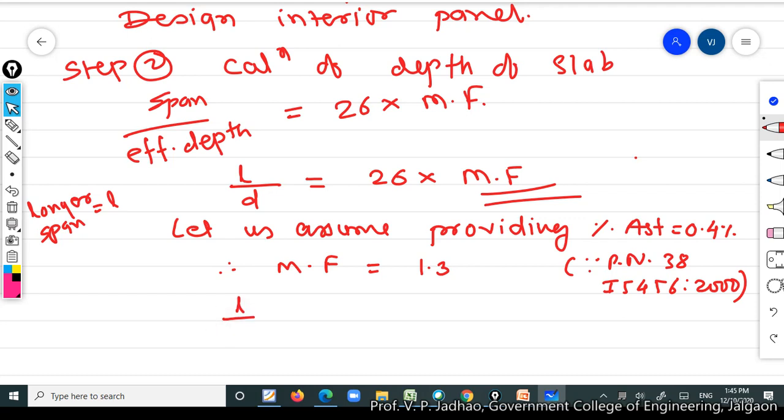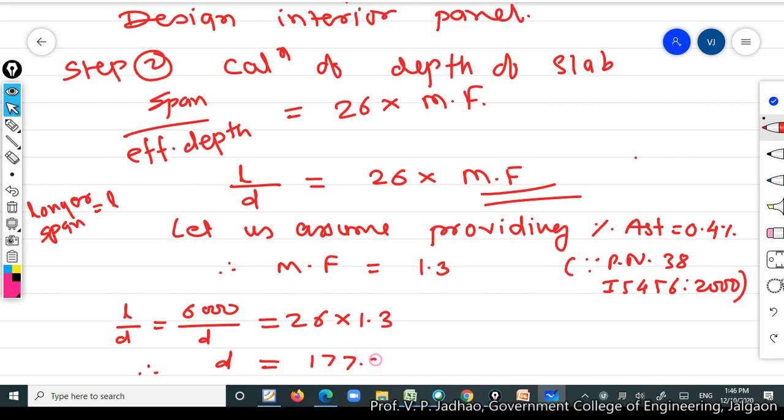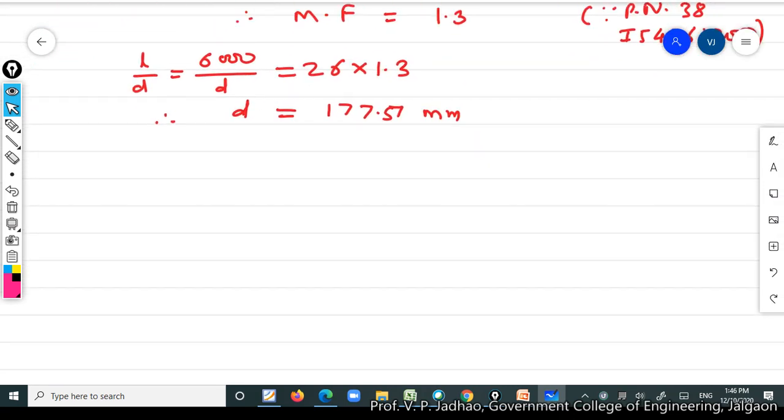Therefore span upon depth, we have span equal to 6000, so span upon depth is equal to 6000 divided by depth. We don't know the depth, but we know this ratio is 26 multiplied by multiplication factor 1.3. Therefore we get the effective depth as 177.51 mm. So we have got the effective depth of our flat slab.